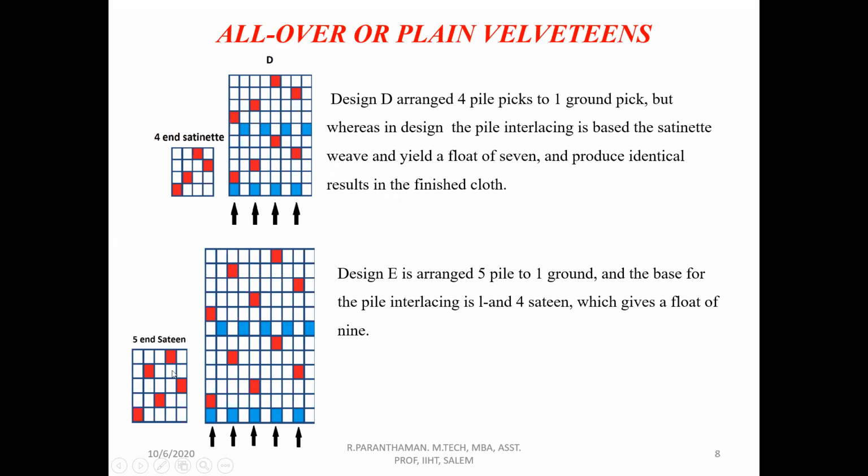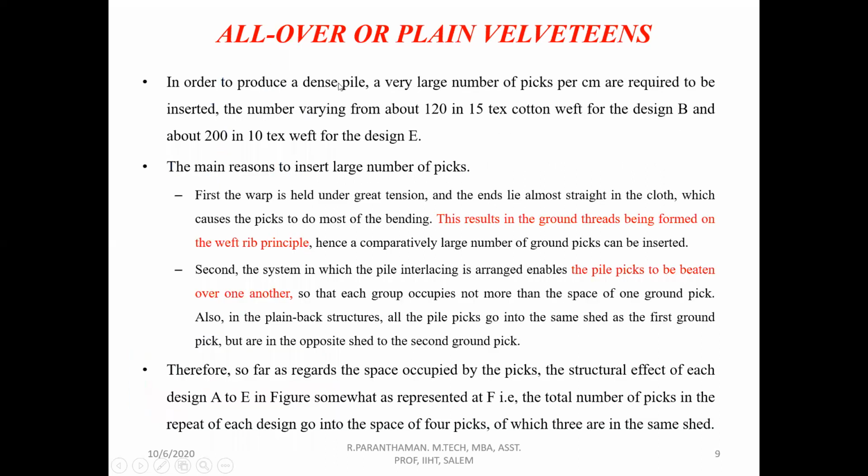Next, 5-end satin. Here we are using the 5-end satin view, and the ratio of ground to pile thread is 1:5. First mark the plain view on the ground threads. After that, mark the satin view. Here we are using move number 2. So mark the satin view in alternate ends, and now we are getting a float of 9. Next, all-over velveteen or plain velveteen.